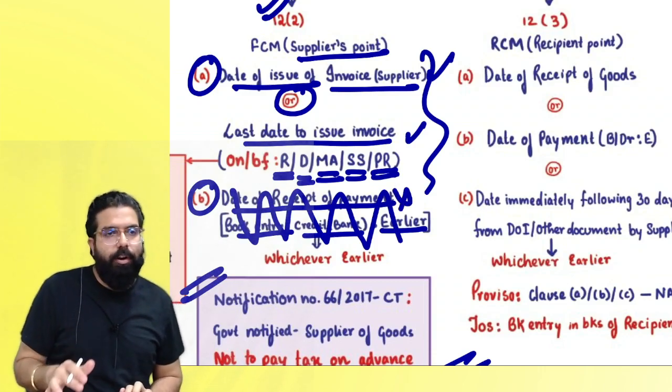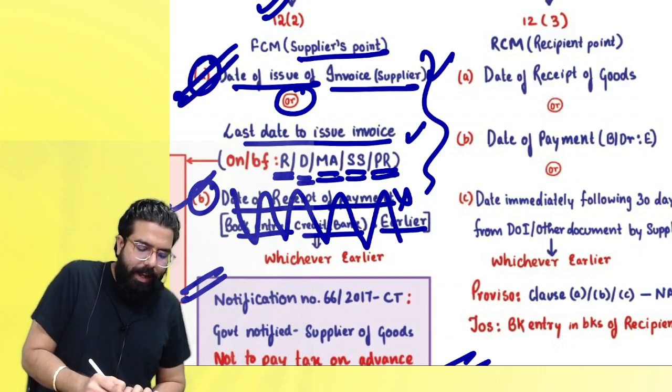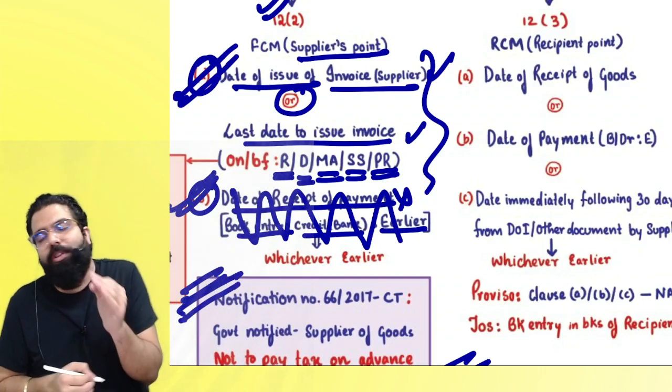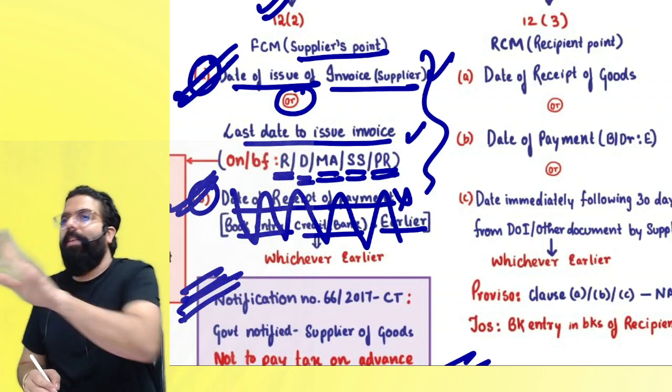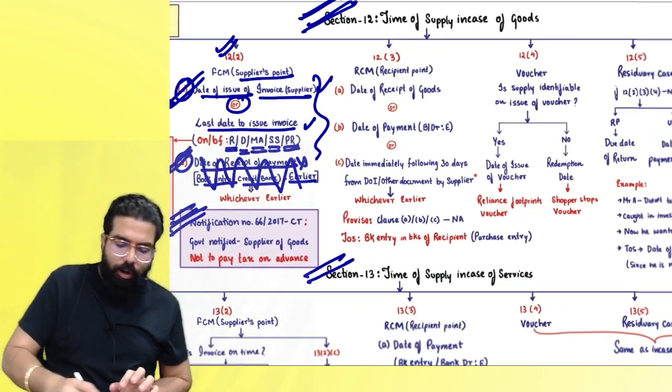Baba, don't cut anything in your chart book. What I'm telling is, in the exam, how are you going to write? You are going to write A and B both, and then you will say a notification has come and they are telling supplier of goods need not pay GST on advance, and hence time of supply will be date of invoice or last date to issue invoice.